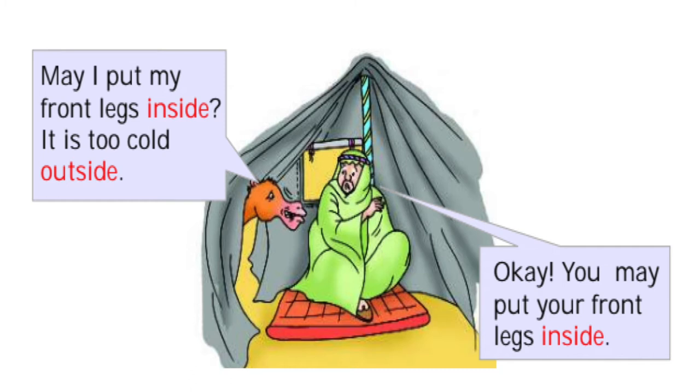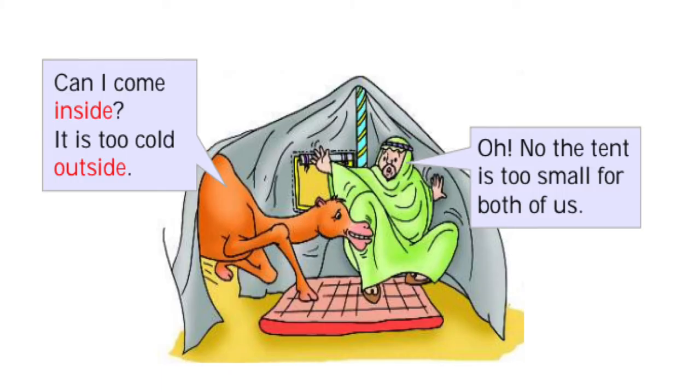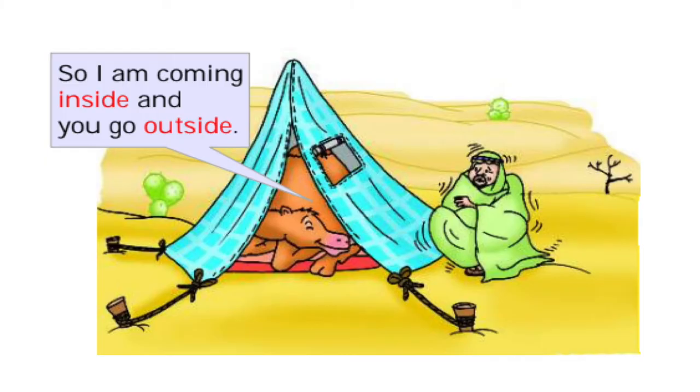After some time, the camel said, "May I put my legs inside? It is too cold outside." The Arab said, okay, you may put your front legs inside. Then, after some time, the camel asked, "Can I come inside? It is too cold outside." Arab said, "No, the tent is too small. You have to wait outside. The tent is too small for both of us." So, the camel said, "Okay, if it is too small for both of us, so I am coming inside. You please go outside."